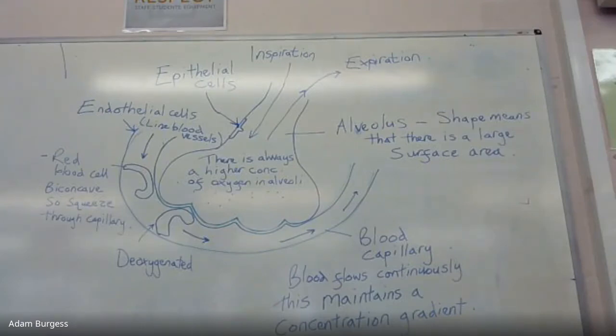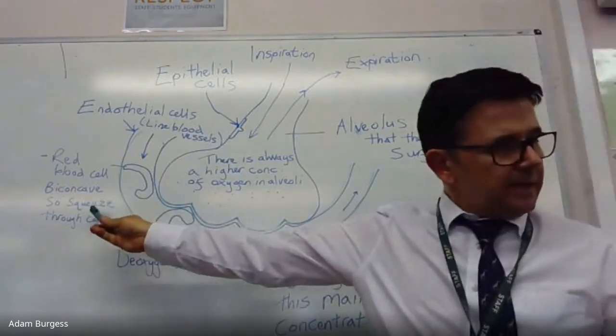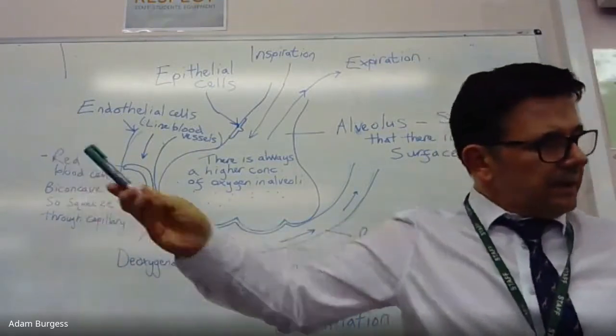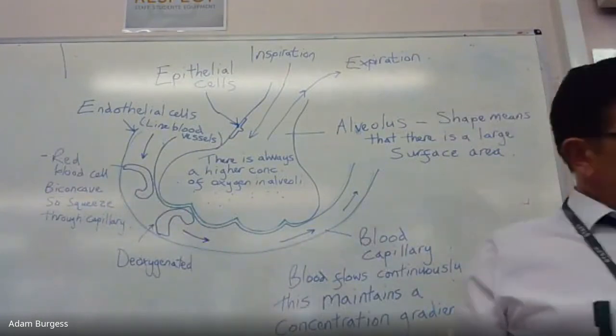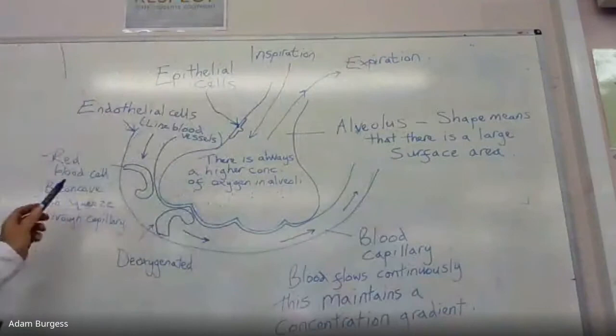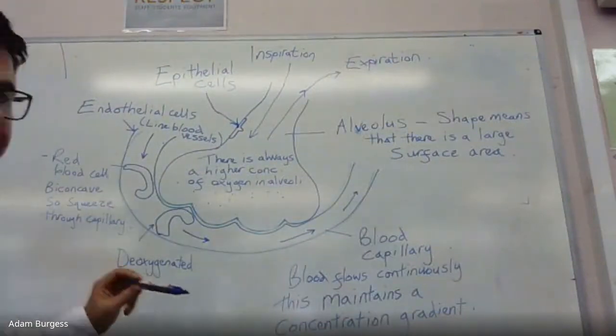About the cells, okay. I've just said about red blood cells, they're biconcave. So red blood cells are biconcave, so they can squeeze through the capillary.